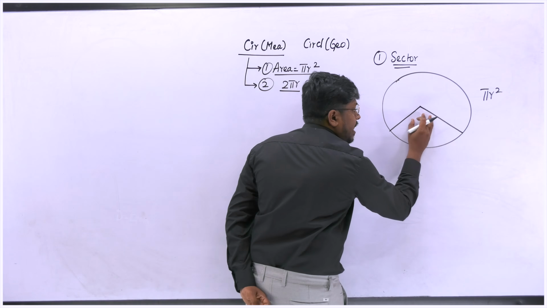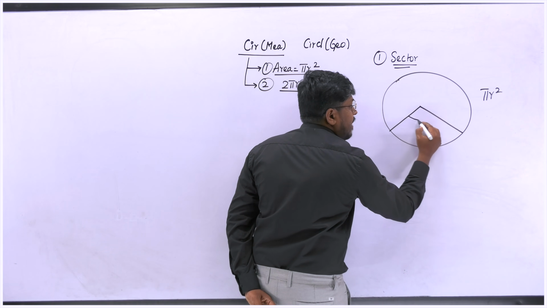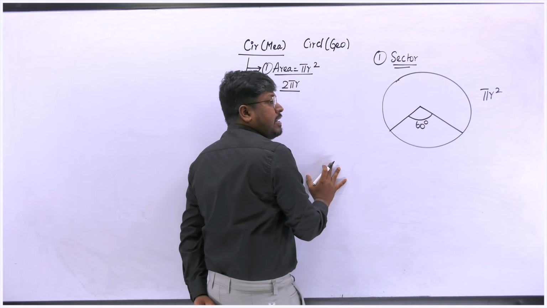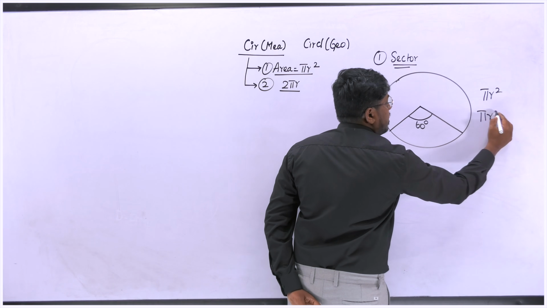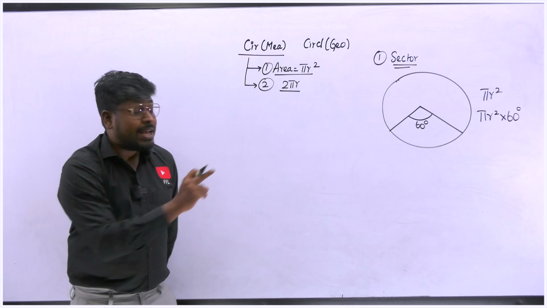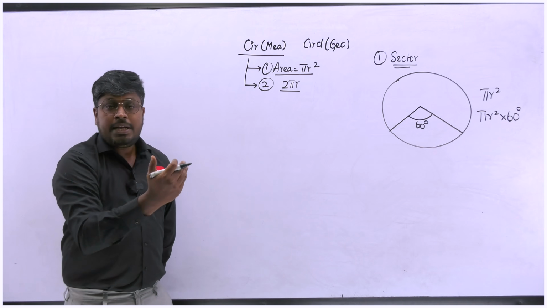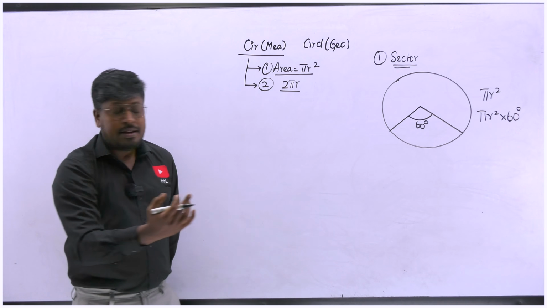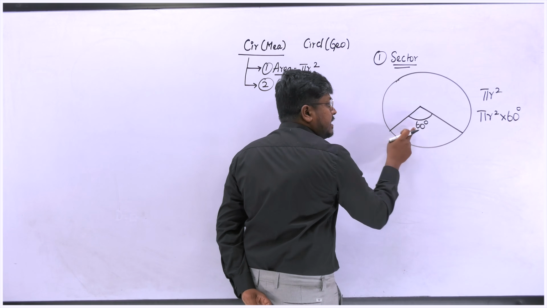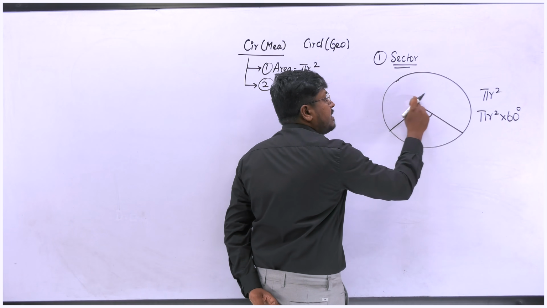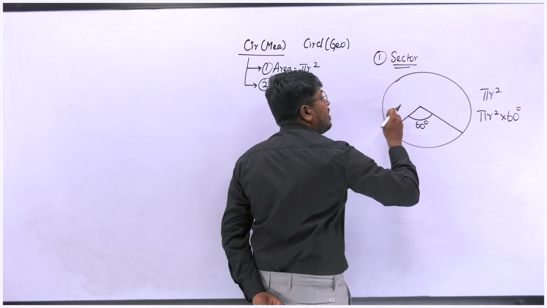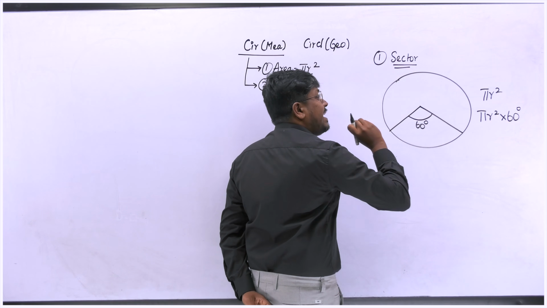Out of this, our target is to find only this sector. So we have to see what the angle of this sector is. For example, if the angle is 60 degree, from the total area pi r square, you multiply by 60 degree so that you can find only the area of that region. If you need to find the area of the remaining region, we know the total angle of a circle is 360 degree. If you subtract 60 degree, the result is 300, so you multiply with 300 degree to find the remaining area. You don't need to learn any new formulas.